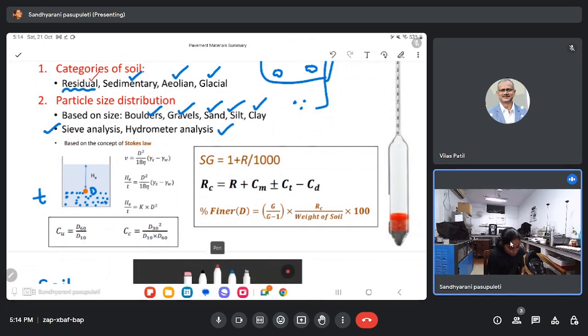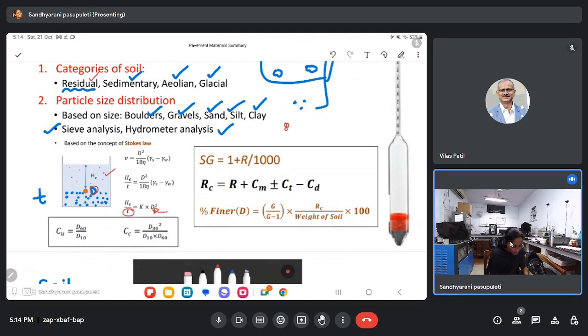Those which are smaller than this size would still be at the top. So after a particular amount of time T, some percentage of the particles are finer. Let us say these red particles are finer than some size capital D. We do not know what that is. So how would these particles be settling? With time, what happens? Sometimes two or three particles would be agglomerated together.